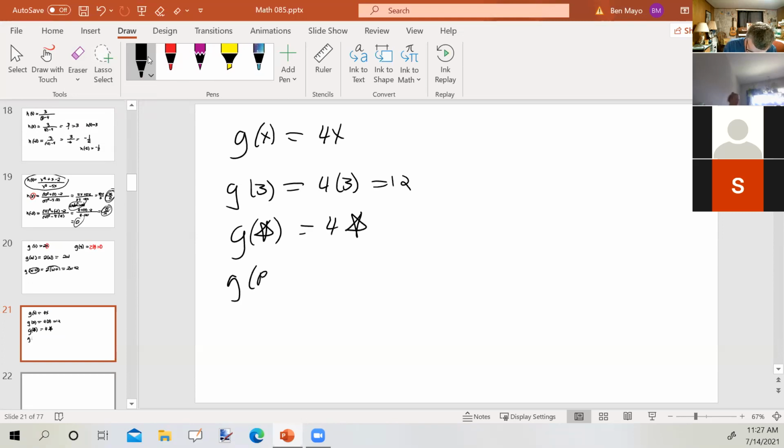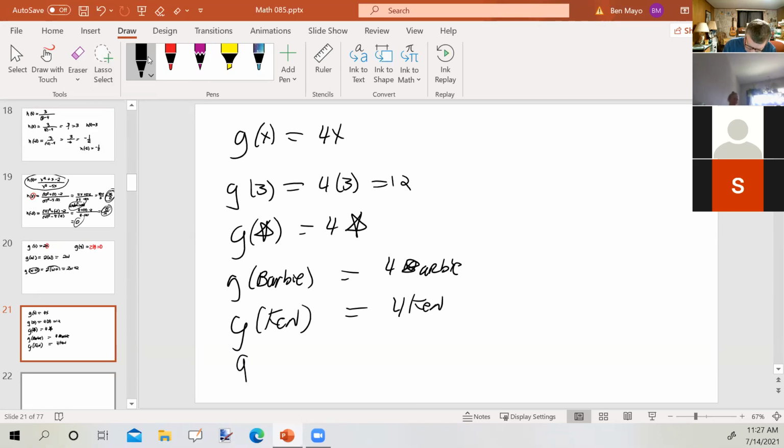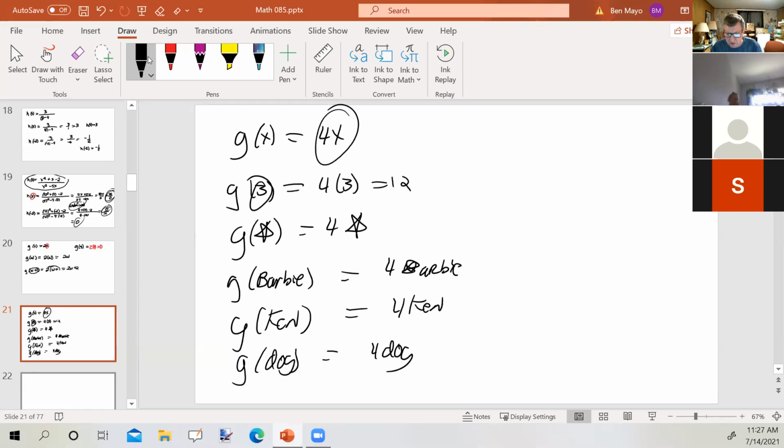How about g of Barbie? That would be 4 Barbie. How about g of Ken? That would be 4 Ken. How about g of dog? That would be 4 dog. Whatever you put inside becomes the input and replaces the input on the right side. So we get 4 times that, okay? Again, don't overthink it. It's just substitution. In general, we could say g of something equals 4 times something. So whatever's here is also going to go there.